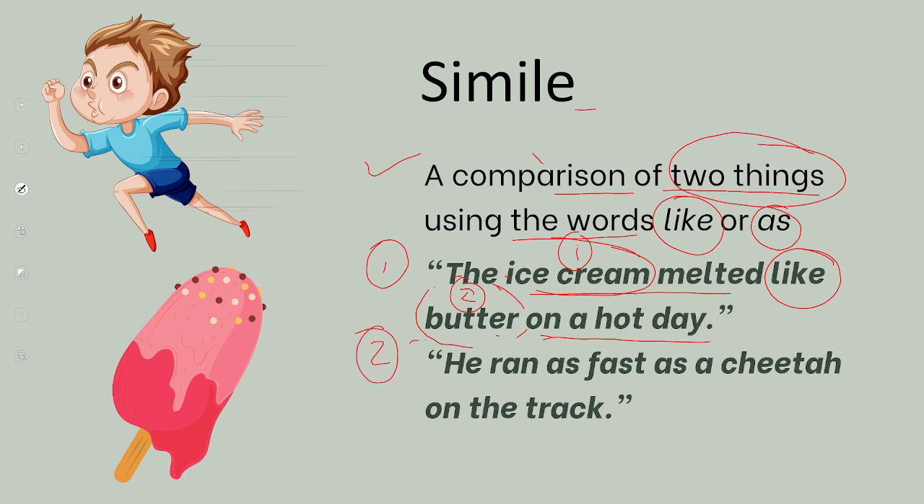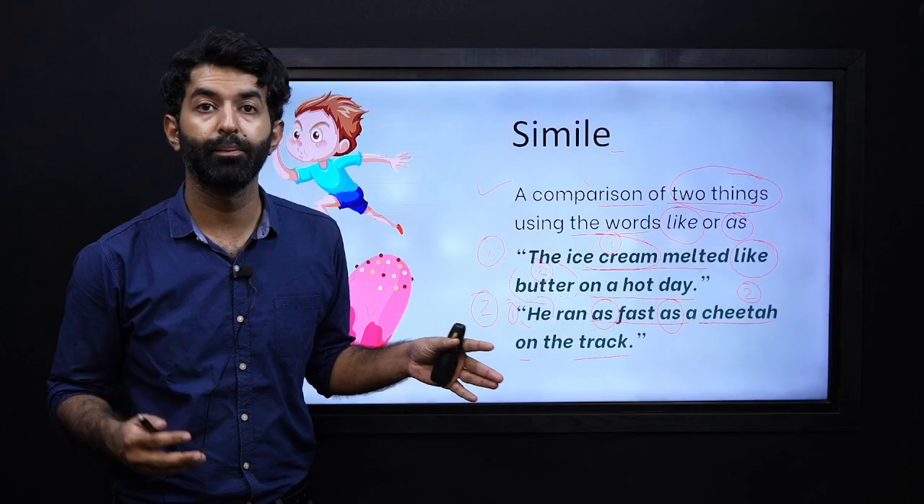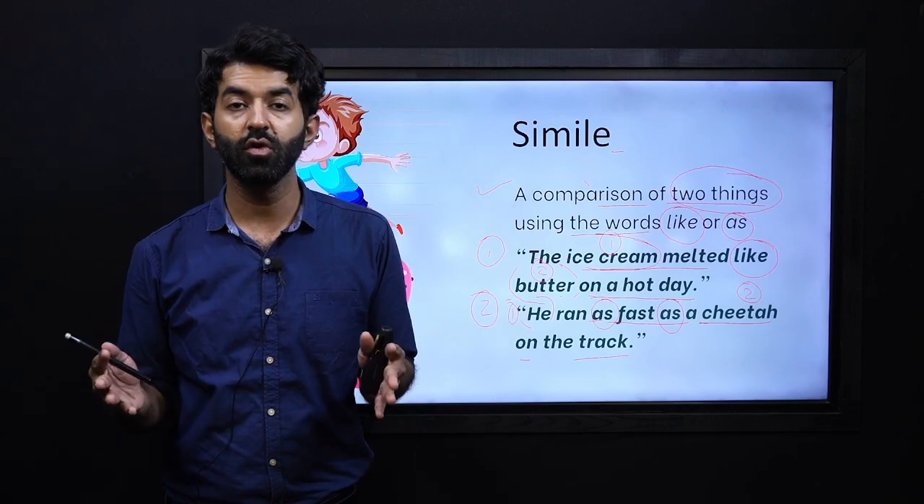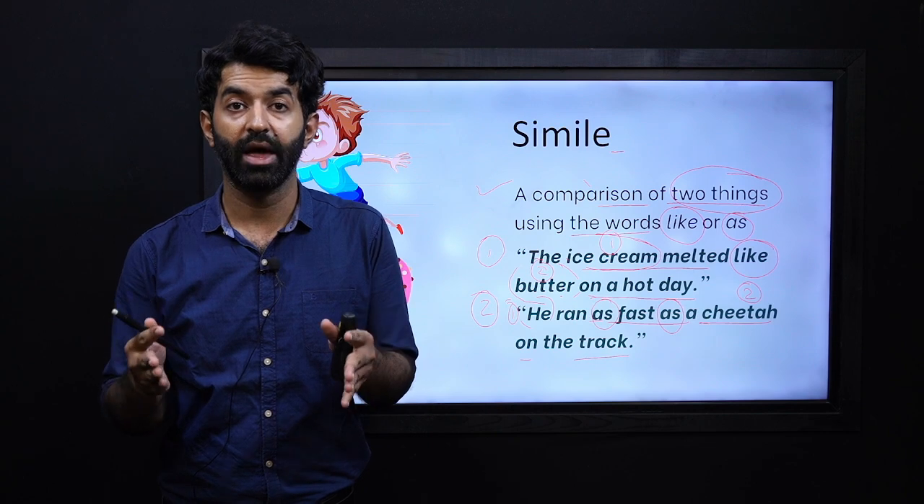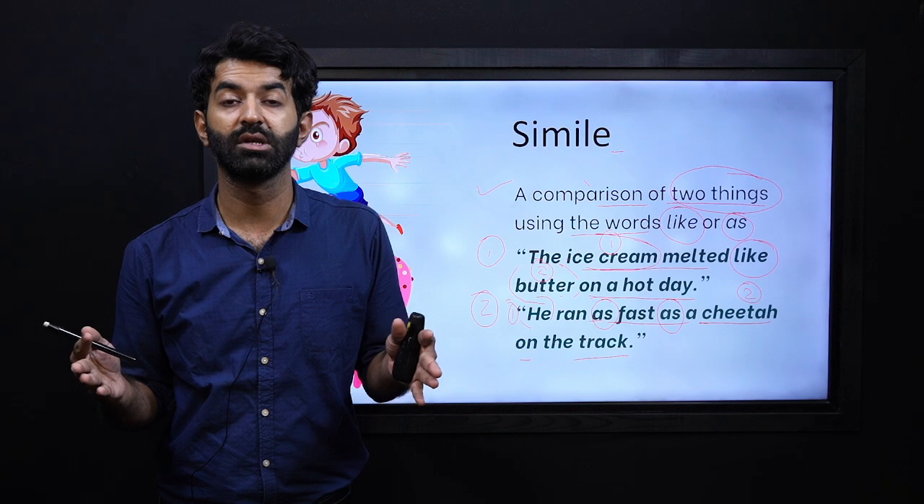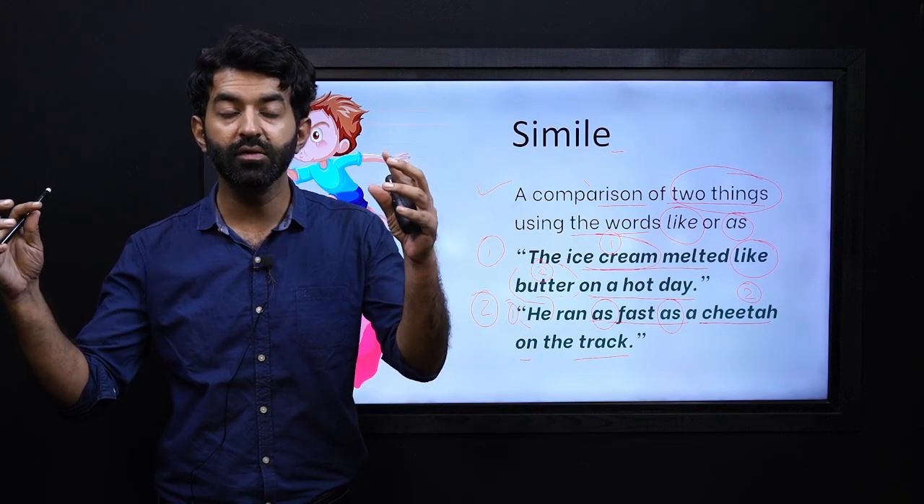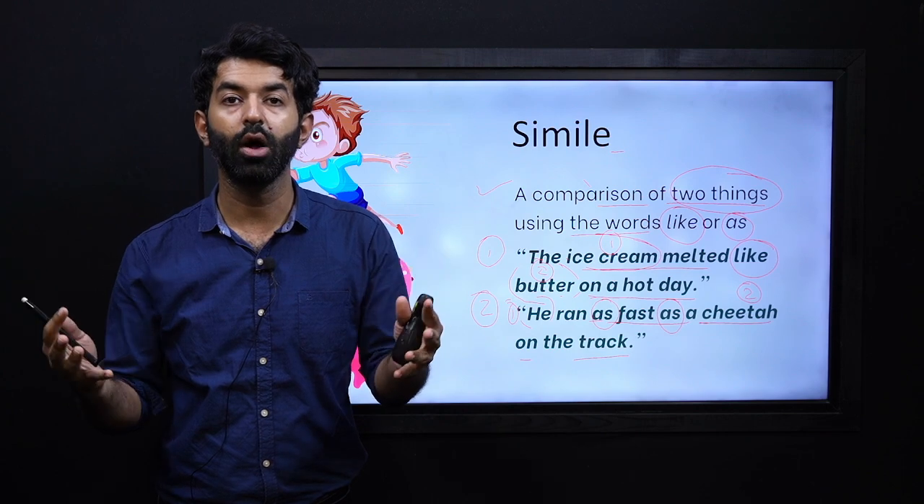Secondly, we have example number 2. He ran as fast as a cheetah on the track. Can you identify the simile words? Yes, as, and it is written 2 times. So he and the cheetah are being compared. Their running is being compared to each other. He ran so fast, just like a cheetah runs at the same speed and in the same form. So we are taking two things and comparing them with words like or as.